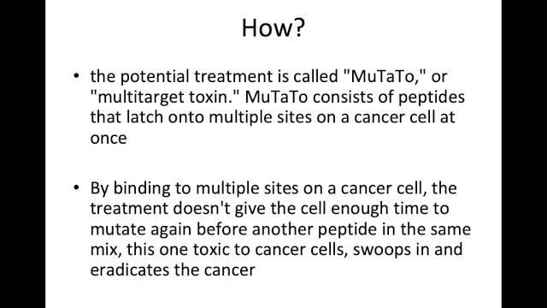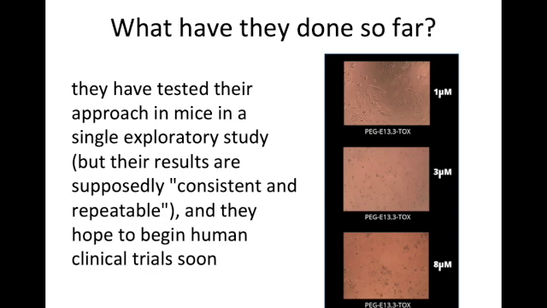What it's called is Mutato, or multi-target toxin. Mutato is basically a mix of different peptides that are intended to bind to the cancer cell, and they have different targets. So the idea is this is a combinatorial treatment in itself, in that it's already utilizing multiple different mechanisms to kill the cancer cell. So basically, it's a combinatorial treatment, which is a fantastic approach.